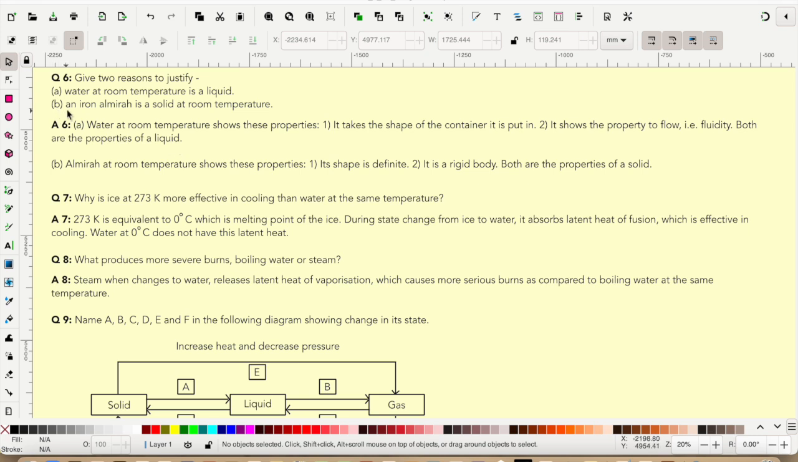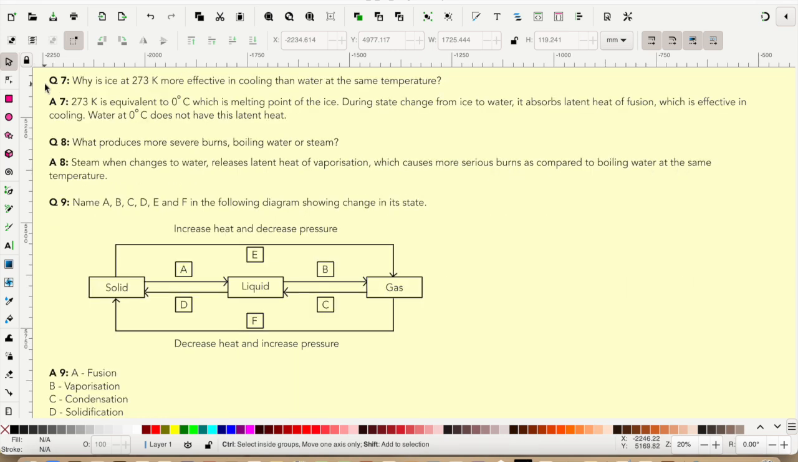Second part, an iron almirah is a solid at room temperature. Answer is, almirah at room temperature shows these 2 properties. First, its shape is definite. Second, it is a rigid body. Both are the properties of a solid.